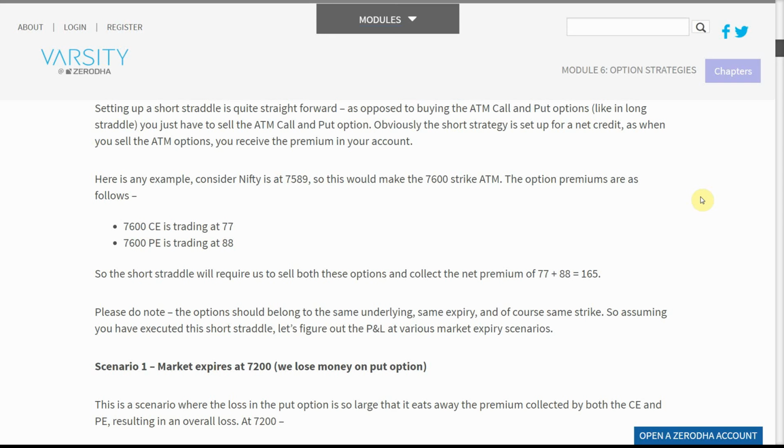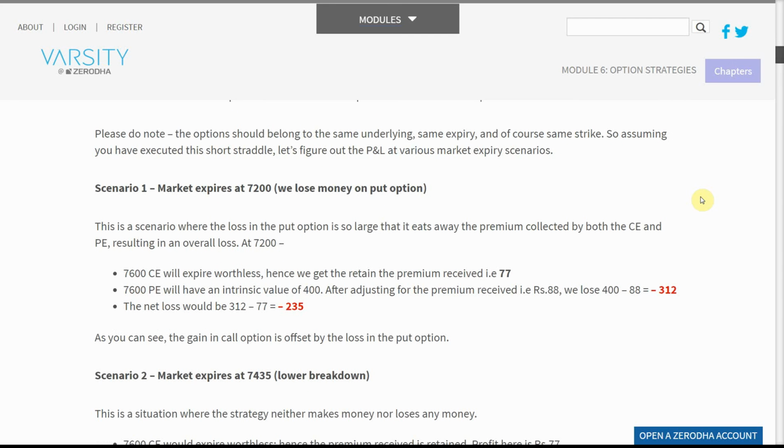7,600 PE is trading at 88. So the short straddle will require us to sell both these options and collect the net premium of 77 plus 88 equals 165. Please do note the options should belong to the same underlying, same expiry, and of course same strike. So assuming you have executed this short straddle, let's figure out the P&L at various market expiry scenarios.